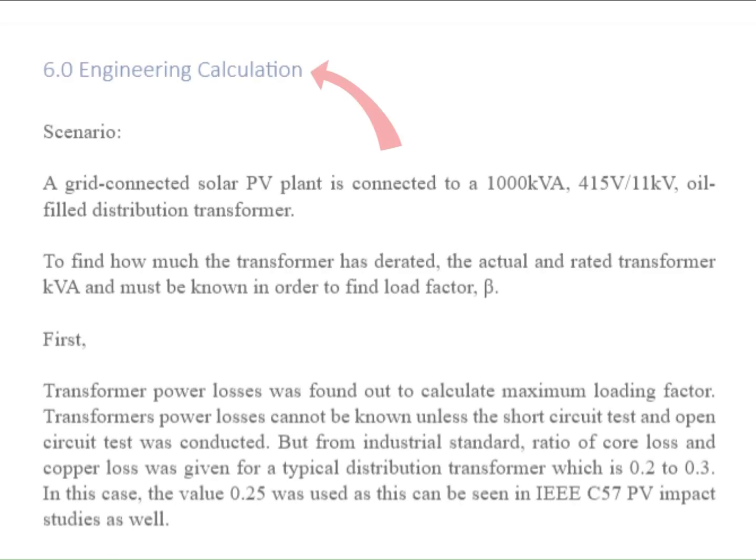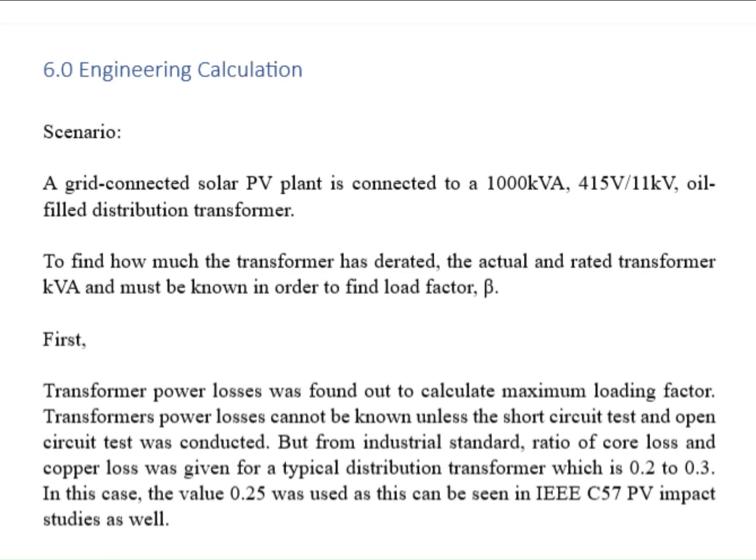Next, I'm going to talk about engineering calculation. We created a scenario at which a grid-connected solar PV plant is connected to a 1000 kVA 415 volt / 11 kV oil-filled distribution transformer. The goal of our calculation is to find out how much the transformer has derated from the rated transformer kVA.